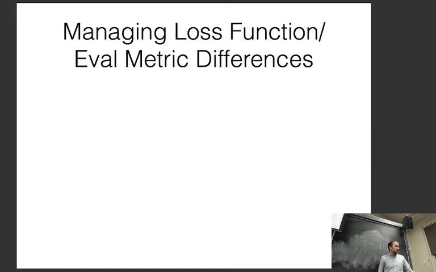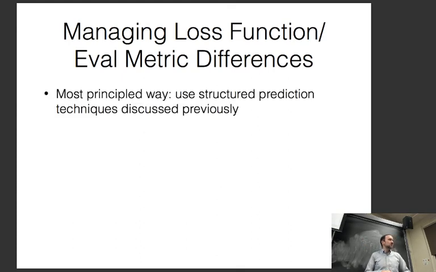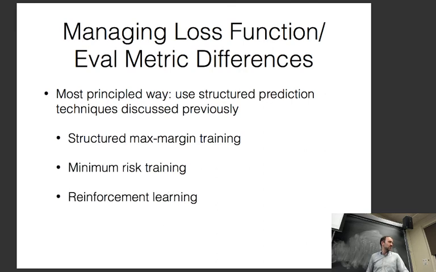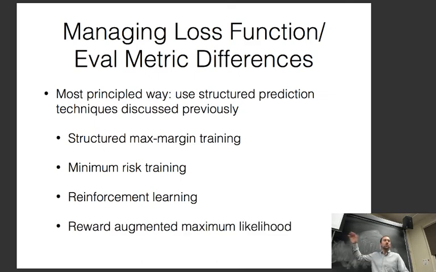There's a bunch of other examples of this. I'll show one better example again in the next bit. The most principled way to prevent this problem from happening is to actually train your model to optimize what you care about. So if you care about BLEU score, you should be training your model to optimize this. We've talked about a whole bunch of techniques that are ways to do this: structured max margin training, minimum risk training, reinforcement learning, things like REINFORCE, reward augmented maximum likelihood. So these are all ways to move your training objective to consider something like BLEU score, or parsing F1 accuracy, or whatever else you care about.